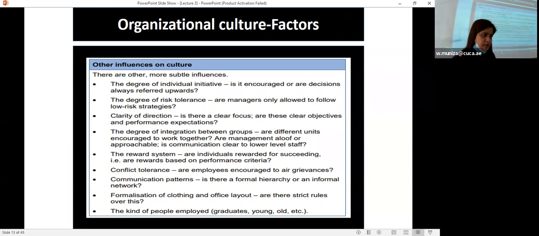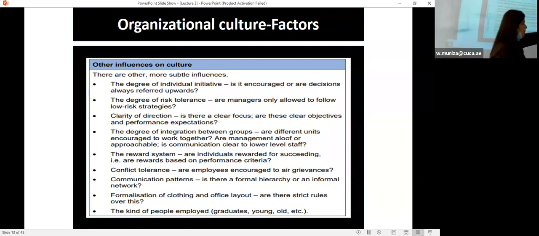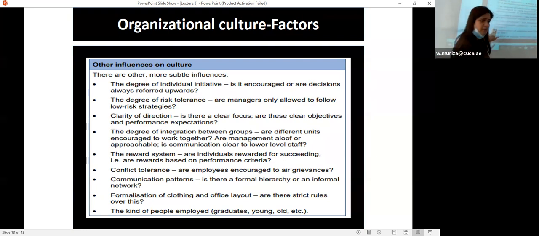Cross communication is going on. Having a tea party, the strategic apex CEO is meeting the laborers. Laborers are meeting the technical managers. Technical managers are meeting the supervisors, and they are communicating. They are making friendships. So it is an informal network. Which kind of network is more persuasive in the organization also makes the culture of the organization. So communication patterns, is there a formal hierarchy or any informal network? It is also going to make the culture of the organization.